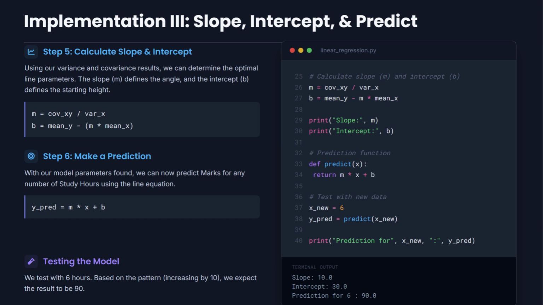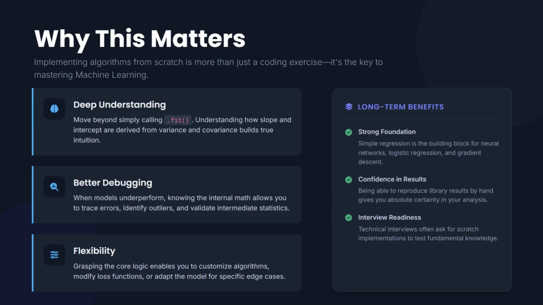Now we test the model with new data. x_new equals 6 hours. Prediction equals 10 times 6 plus 30 equals 90 marks. Perfect. The terminal output shows slope 10.0, intercept 30.0, prediction for 6 is 90.0. Our model is working exactly as expected. Now let's understand why this exercise is so powerful.